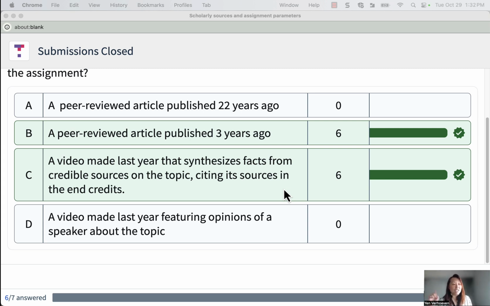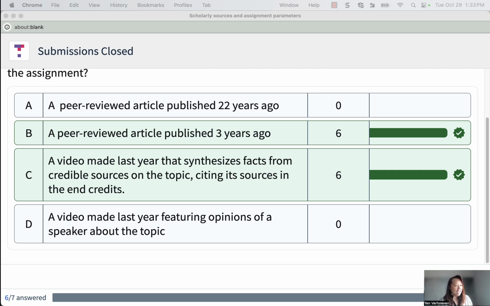Now, bonus question, and you can answer this in the chat: is C a primary or secondary source of information? Go ahead and answer in the chat, okay? And then we talked about D, a video made last year featuring opinions of a speaker about the topic. That isn't a fit because opinions are not based on evidence. Opinions, not scholarly research, could be primary, but not scholarly. And I'm seeing everybody in the chat is saying secondary. Nice. Good, good.